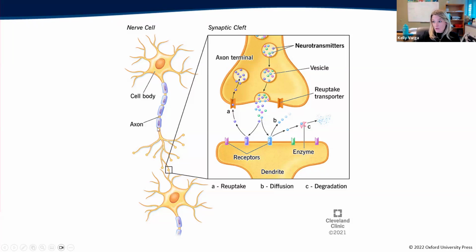Once I get down here, notice my myelin is no longer there. My myelin has been removed so that I can play with the external environment, and I can just allow things to easily move across the membrane. So just things to remember.